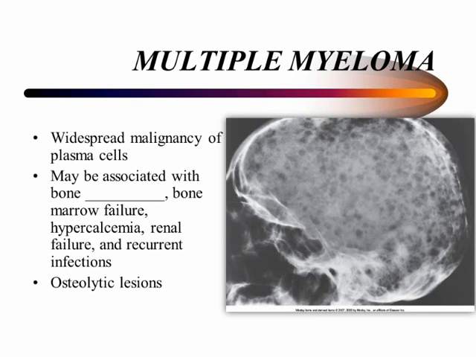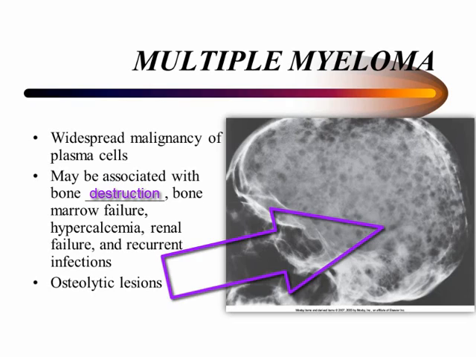Multiple myeloma is a disseminated malignancy of plasma cells that may be associated with bone destruction, bone marrow failure, hypercalcemia, renal failure, and recurrent infections. The disease affects persons between 40 and 70 years of age. The classic radiographic appearance of multiple myeloma is multiple punched-out osteolytic lesions scattered throughout the skeletal system and best seen on lateral projections of the skull.